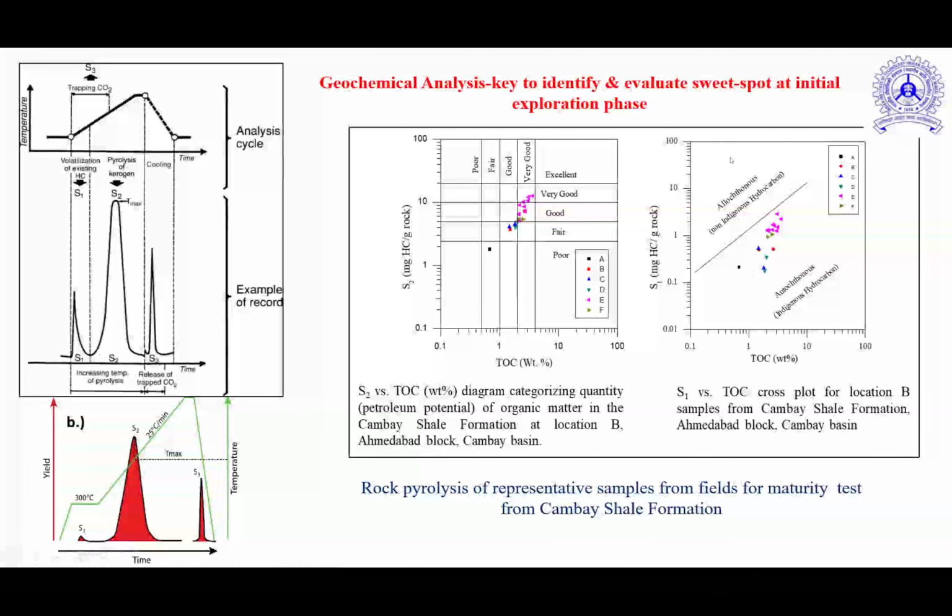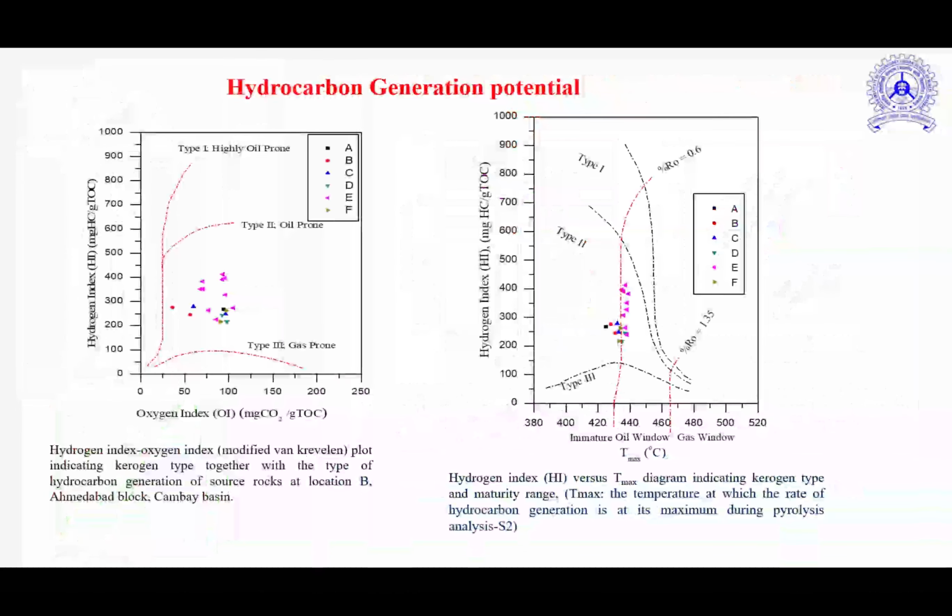And S1 will tell you whether it is indigenous or transported from somewhere. From this calculation, S1 and TOC cross this axis. If you plot it, then you can see indigenous or non-indigenous. Non-indigenous means it's transported from somewhere else. So hydrogen index is another parameter which will tell you whether this is oil prone or gas prone, which kerogen is what type of kerogen. So we can identify this window from here.